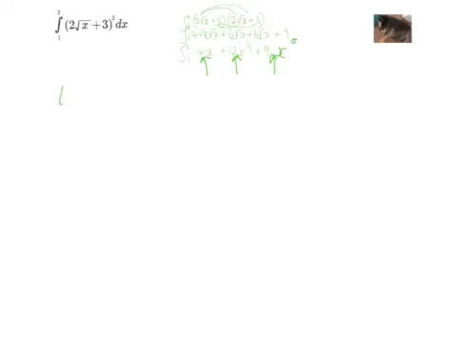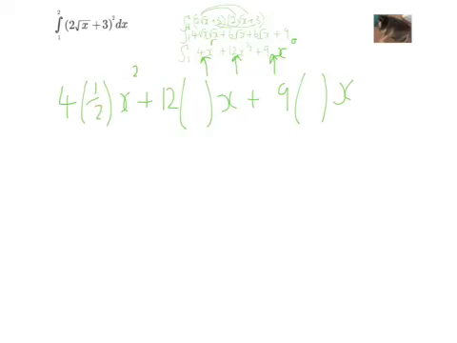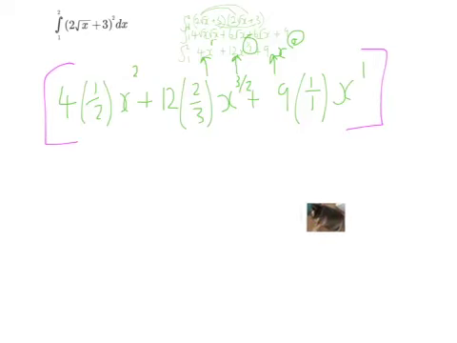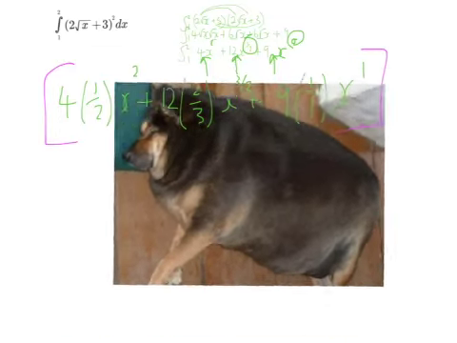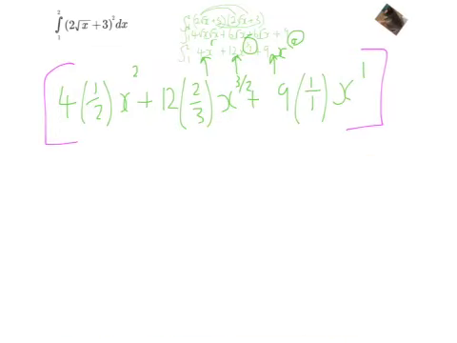So I'm integrating 4x plus 12x to the half plus 9x to the 0. So add 1 to the power, that's a power of 1, so it's going to become 2, and flip it. Add 1 to the power makes it 3 over 2, and flip it. Add 1 to the power makes it 1, and flip it. And of course, I am going into square brackets. So I am thinking about my square dog. All right, there he is, my square dog, into my square brackets.